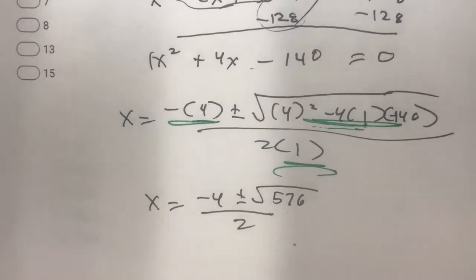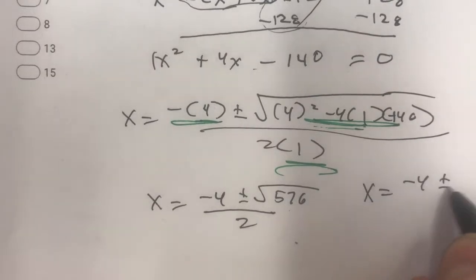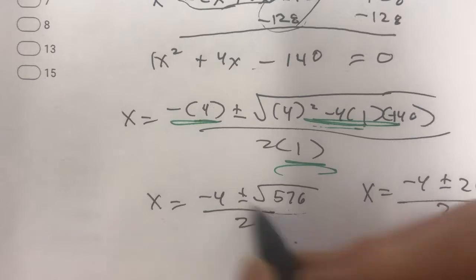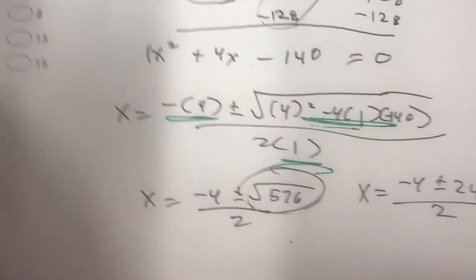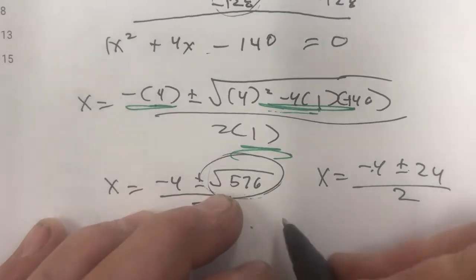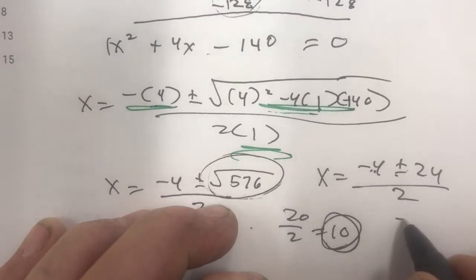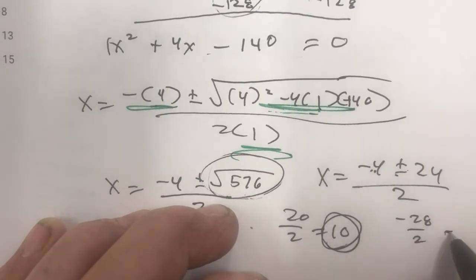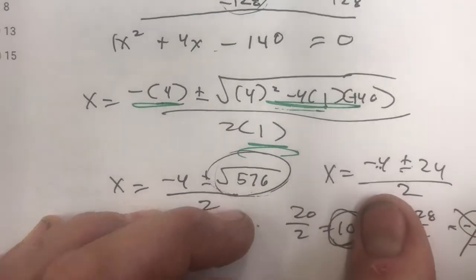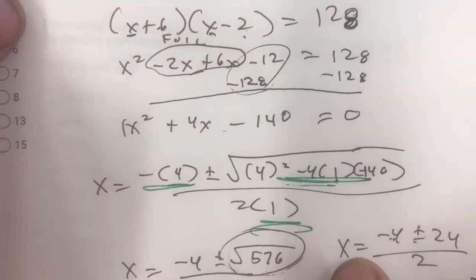Now do the square root of that answer, and that's 24. Cool. So x equals negative 4 plus or minus 24. The square root of 576 is 24. And now I got my two answers. Negative 4 plus 24 is 20. 20 divided by 2 is 10. Negative 4 minus 24 is negative 28, divided by 2 is negative 14. There's my two answers. We can't have a negative here because we're talking about dimensions of a rectangle. So 10 is what x is.